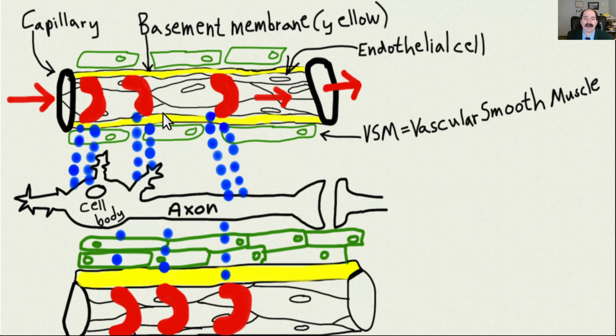We talked before about a normal capillary basement membrane. Here are the red blood cells going through a capillary. The blue circles are the oxygen coming off of the red blood cells, off the hemoglobin. They diffuse over to the tissue. But when you have hypertension or diabetes, you get capillary basement membrane thickening.